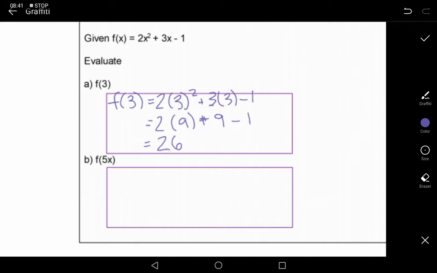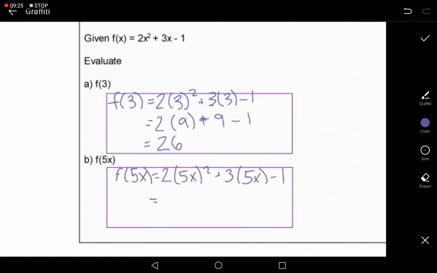Okay, B is asking us to find f of 5x. Yes, it looks a bit different. Yes, it looks a bit more confusing, but it's not. You're just not going to end up with a whole number. You're going to end up with an equation. So instead of writing just a number, we're also writing that variable. So f of 5x, still just substituting, but this time we're writing in 5x. So we have 2 times 5x squared plus 3 times 5x minus 1.